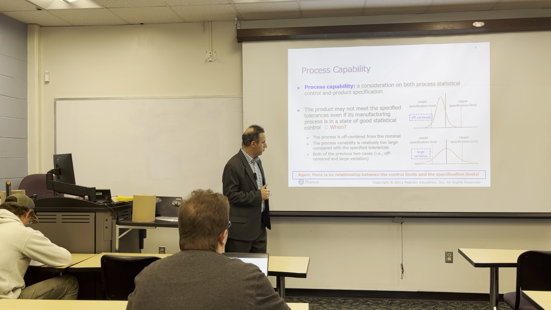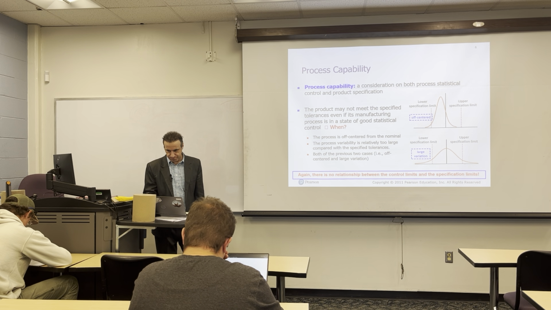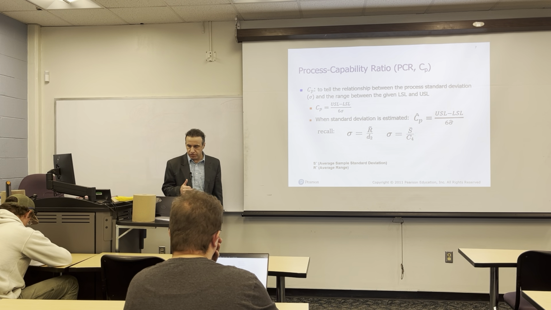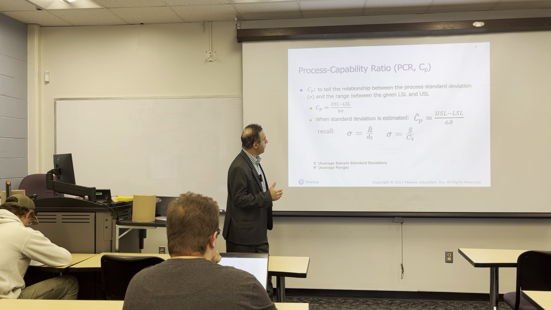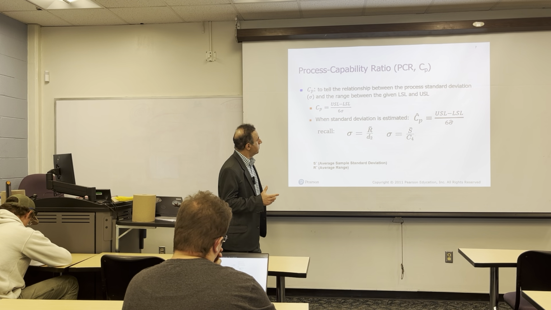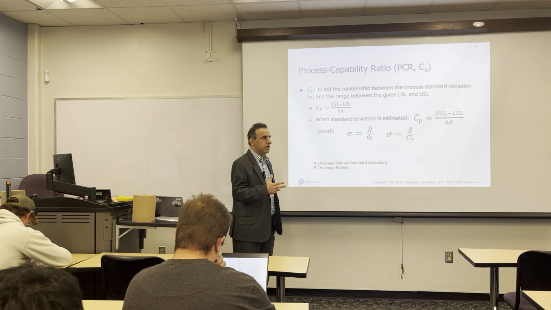There is no relationship between control limit and specification limit. And how can we calculate the process capability? So we have a ratio. The ratio is defined as USL minus LSL.